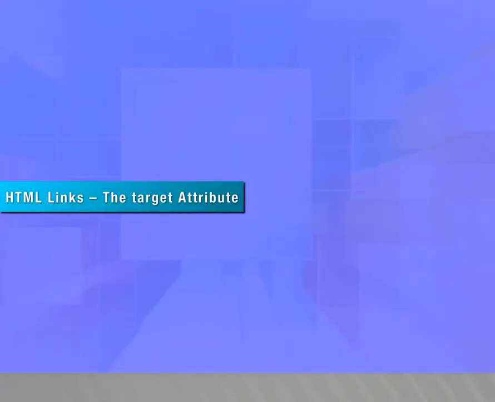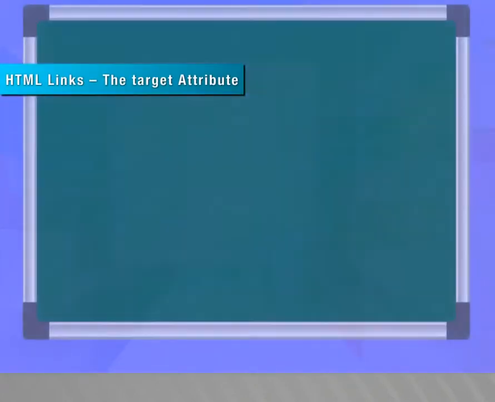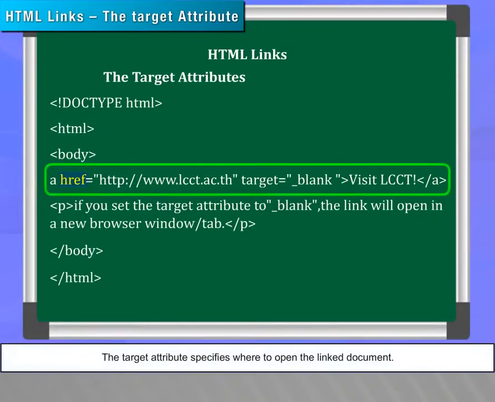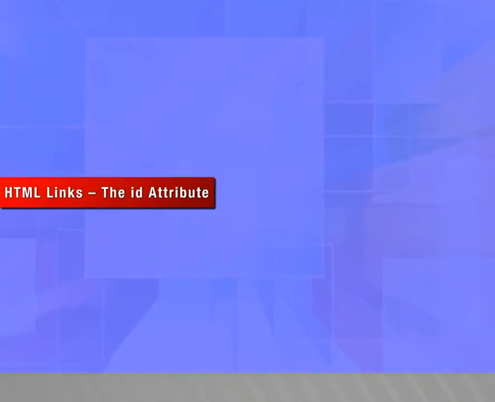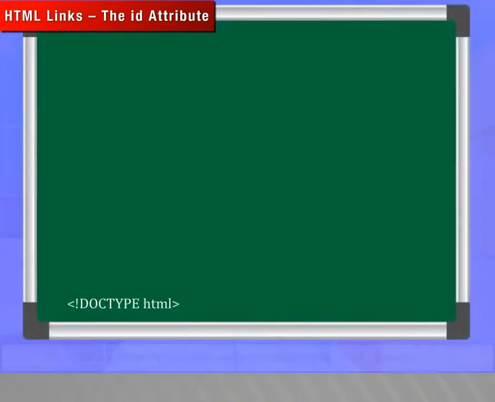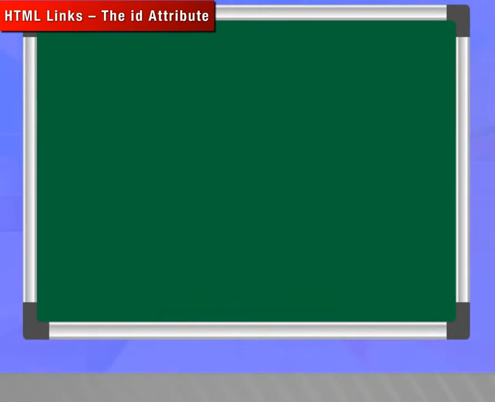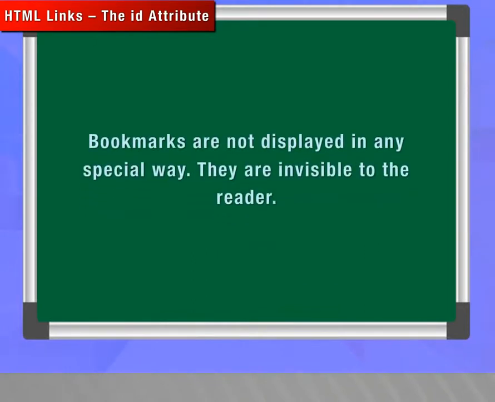HTML links, the target attribute. The target attribute specifies where to open the linked document. HTML links, the ID attribute. The ID attribute can be used to create a bookmark inside an HTML document. Bookmarks are not displayed in any special way. They are invisible to the reader.